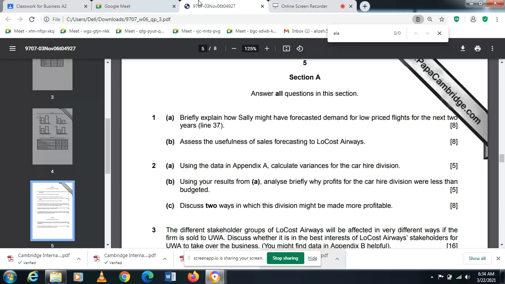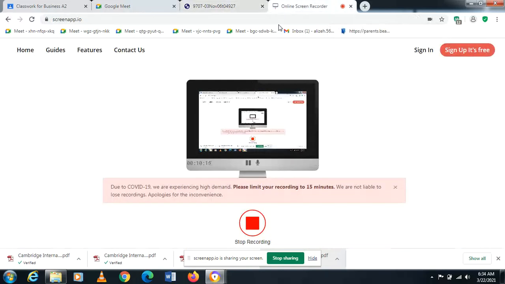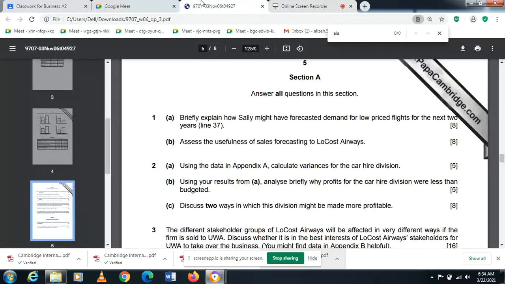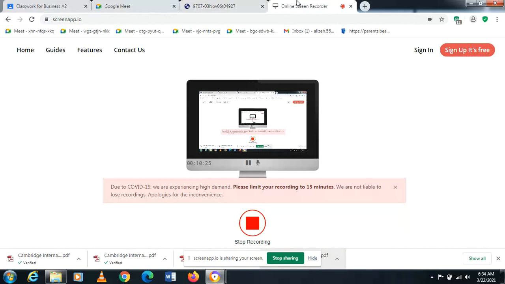Okay, so these are a few things that you will have to write. Please practice writing this as much as possible. Okay, then we go to the next question, which is question number three. Question number three is related to the various stakeholders. I'll quickly go through question number three as well. So, who are the stakeholders? People who have an interest in the operations of the business.